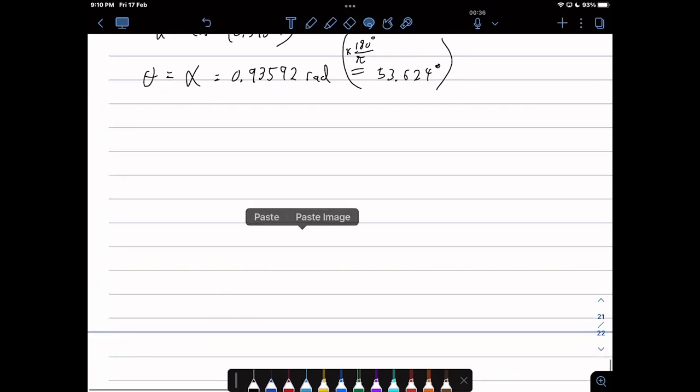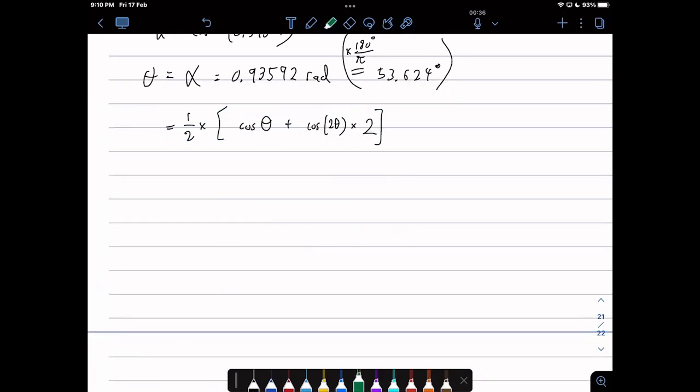So dA by d theta, we already got this. Now we are trying to determine the nature. Is it a maximum or minimum at that particular angle? So just take the second derivative, d2A by d theta square. That's how you read it.